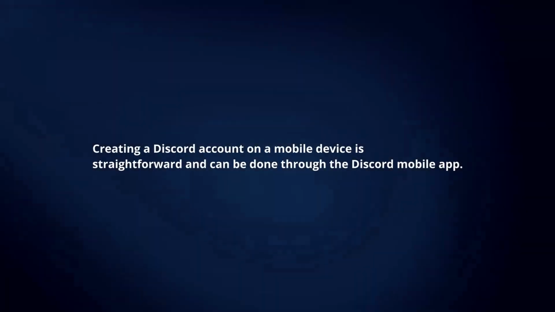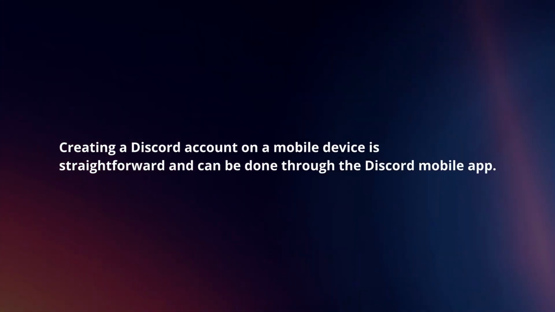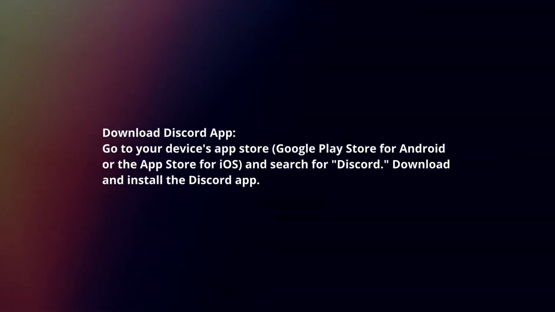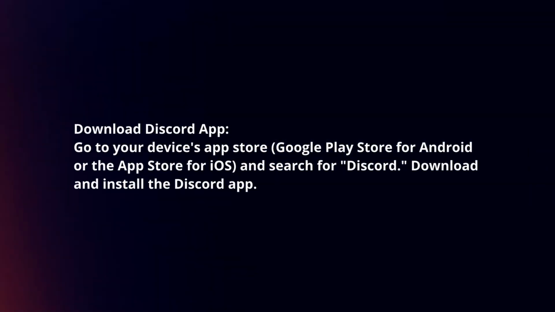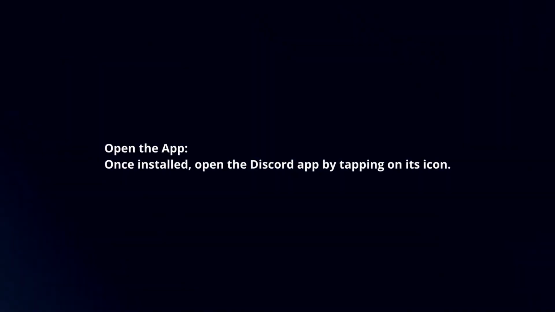Creating a Discord account on a mobile device is straightforward and can be done through the Discord mobile app. Here's a step-by-step guide. Download Discord app. Go to your device's app store and search for Discord. Download and install the Discord app. Open the app. Once installed, open the Discord app by tapping on its icon.